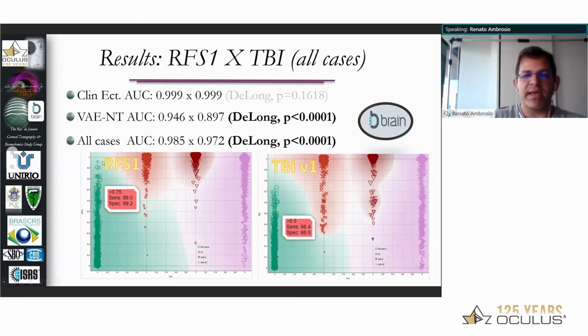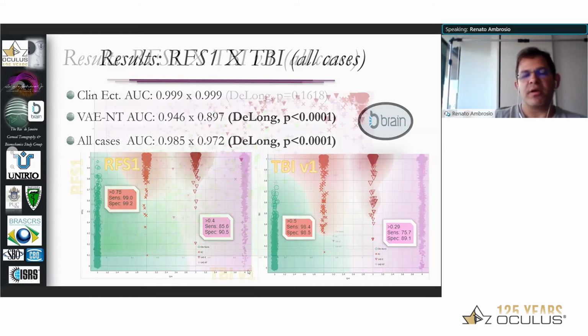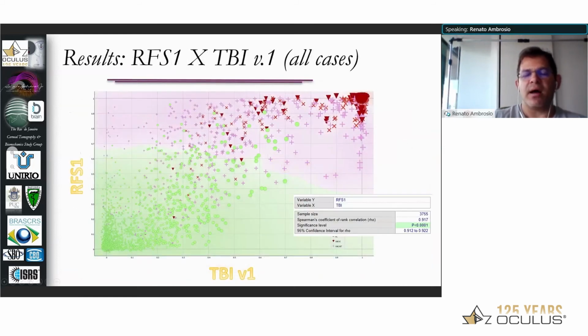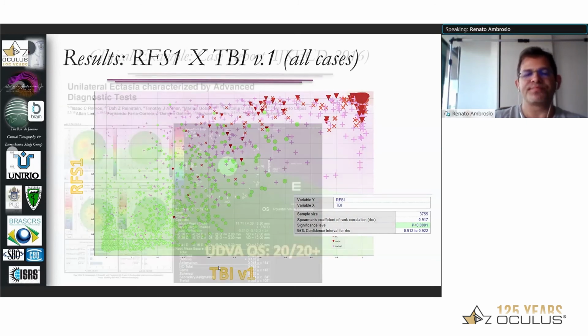You have some normal cases now up here, which I believe are the cases that are really susceptible, but from 75 to 85% plus, you improve the ability to detect the normal topography eyes. Some cases down here are truly the cases that are related to unilateral ectasia, and you see an enhancement of sensitivity without losing sensitivity compared to the classic version 1 TBI.